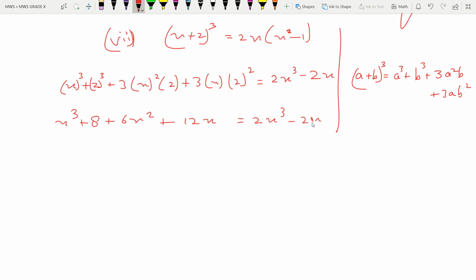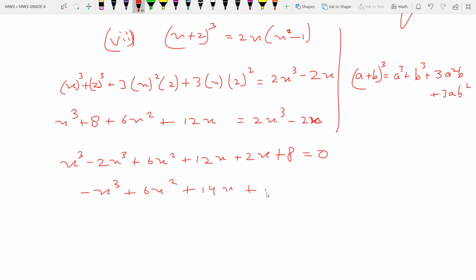We cannot cancel anything from both sides, nothing is the same. So we'll bring these things to this side. x cube minus 2x cube, then plus 6x square, then plus 12x, then bring this minus 2x to this side, it becomes plus 2x, and this 8 is left, equal to 0. Now this is minus x cube plus 6x square plus 14x plus 8 equals 0.